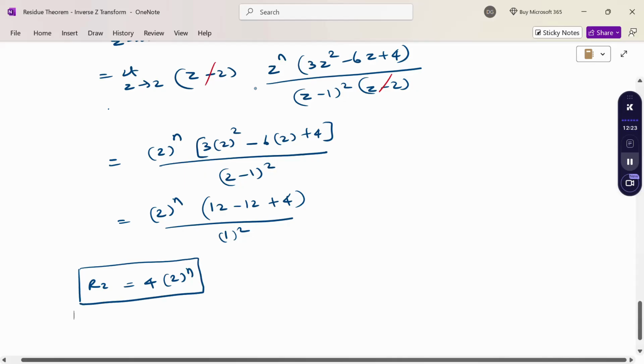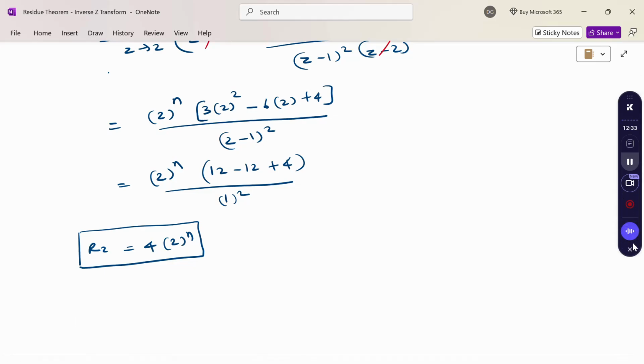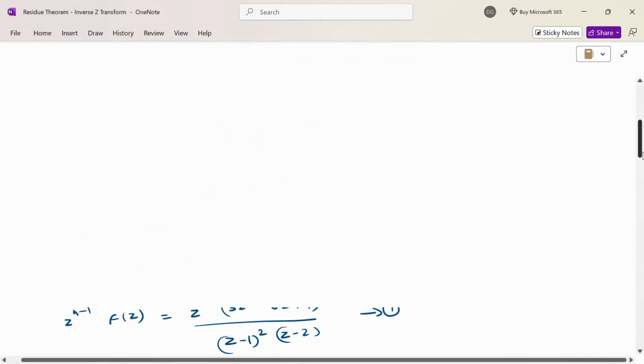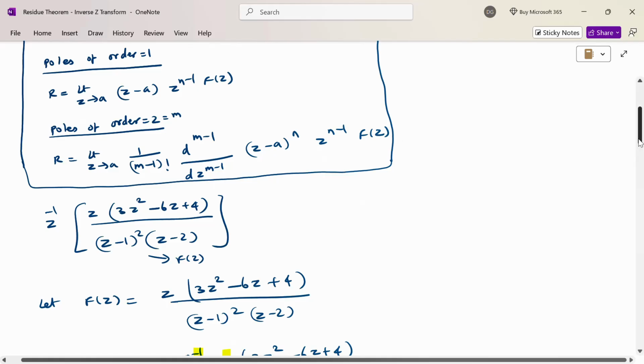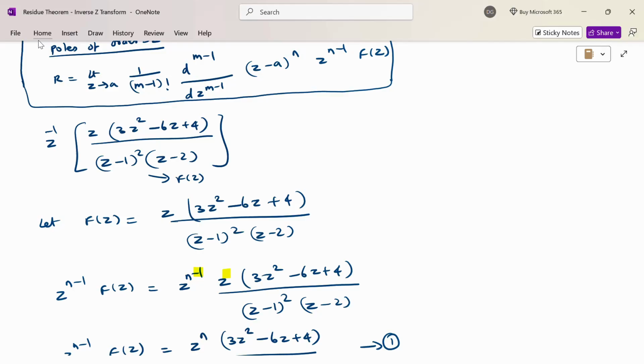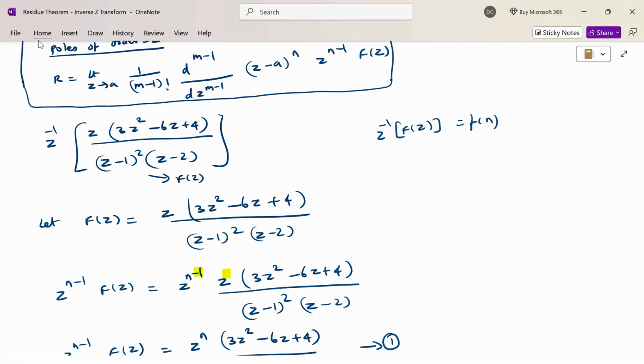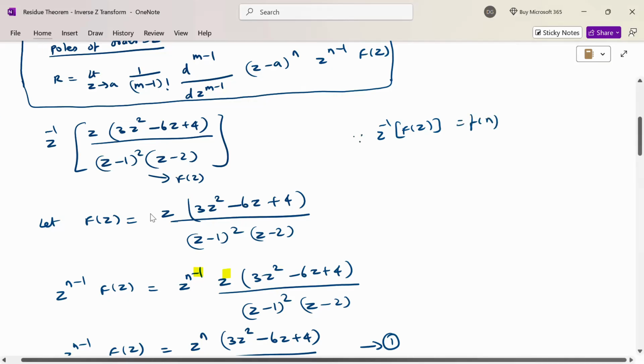Now what is f of n? So f of n is nothing but the z inverse of the sum of the residues. The whole term we consider f of n, because z inverse of f of z is nothing but f of n. So f of n is nothing but the sum of the residues. If I want to calculate this term, z inverse of the whole term equals the sum of the residues.